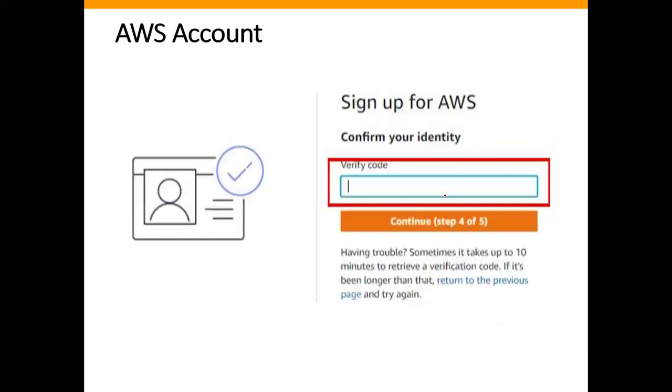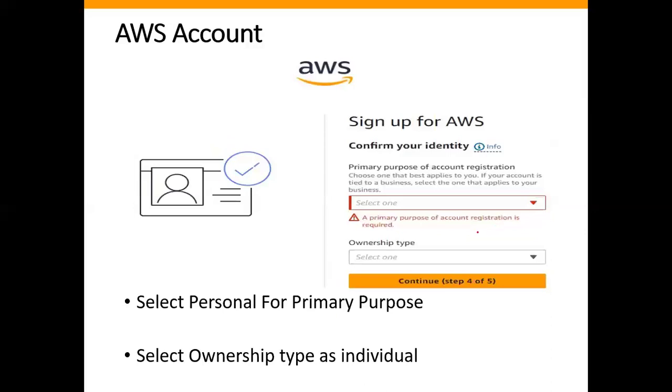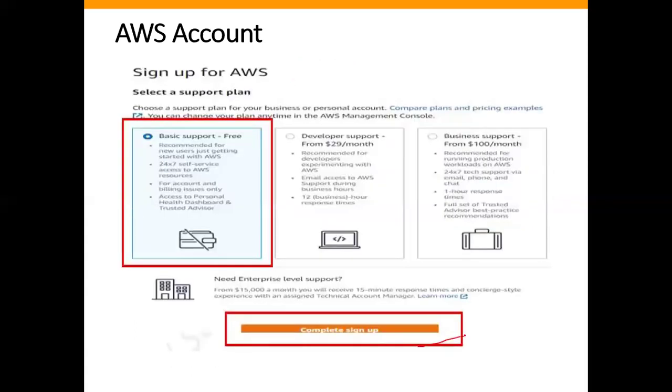You will get an OTP to validate your mobile number. Enter your OTP and click on continue. Once you click on continue, you will move to this step where you confirm for which purpose you are creating an account. In the first option, select the primary purpose, and in ownership type, select individual. Then click on continue and complete sign up.